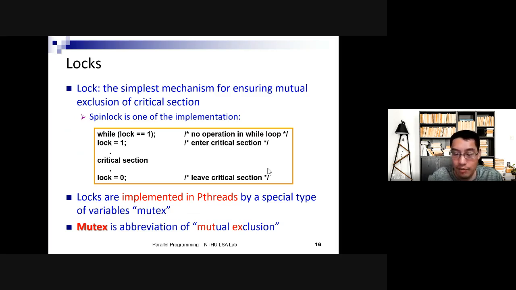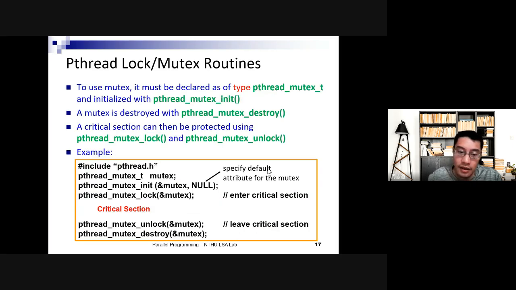And the pthread library, or many thread libraries, will implement the lock for us and provide the lock as an API for the programmer to solve the synchronization problem. And for pthread specifically, the lock it provides is called the mutex. It's an abbreviation of mutual exclusion, right? So it's basically a lock for mutual exclusion.